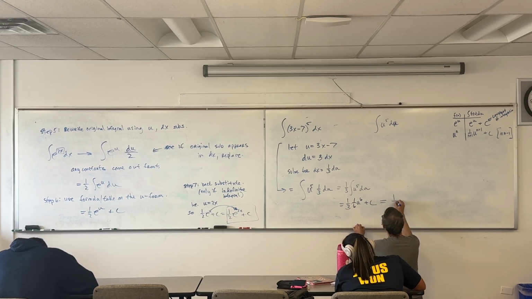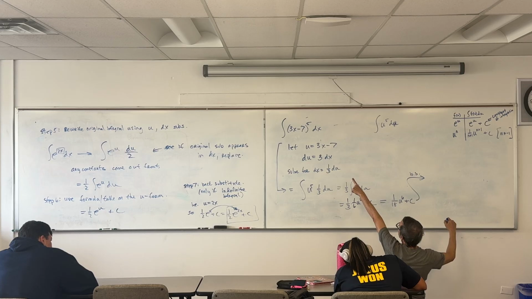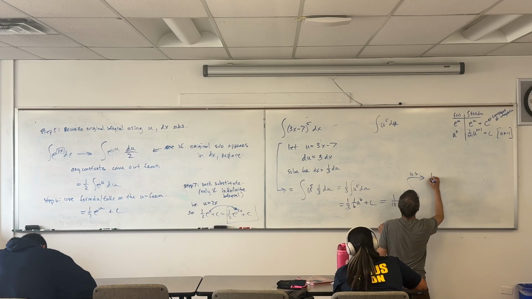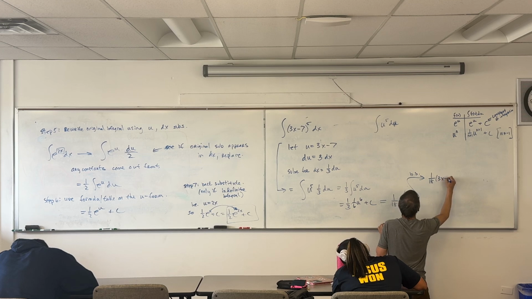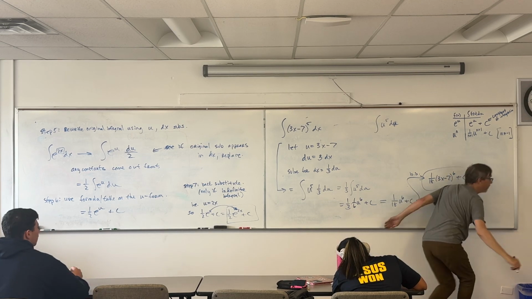And this is equal to 1/18 u to the 6th plus c. And now I'm going to back substitute, replacing the u with what I said u is holding. It's storing something for us. So this is 1/18 (3x minus 7) to the 6th plus c, and that's our answer.